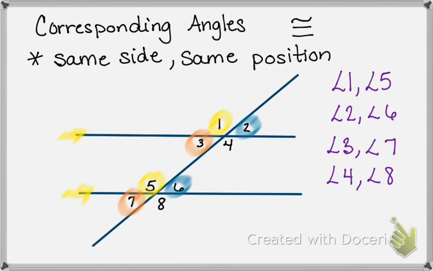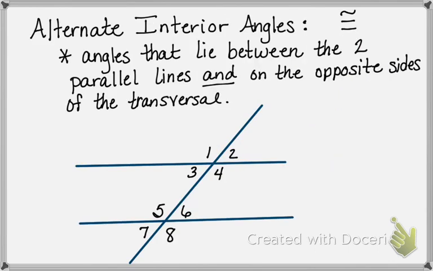All right, let's go to our next one. Alternate interior angles are also congruent, meaning they have the same value. These are angles that lie between the two parallel lines and on opposite sides of the transversal. Let's break that apart. They lie between the two parallel lines. Well, let's look at where our parallel lines are. Here's our parallel line, and here's our parallel line. So these angles are going to be inside this area. That leaves us with 3, 4, 5, and 6.